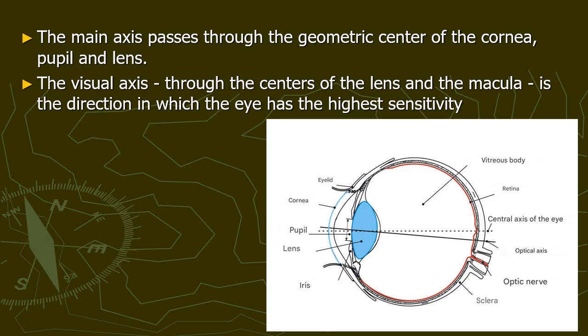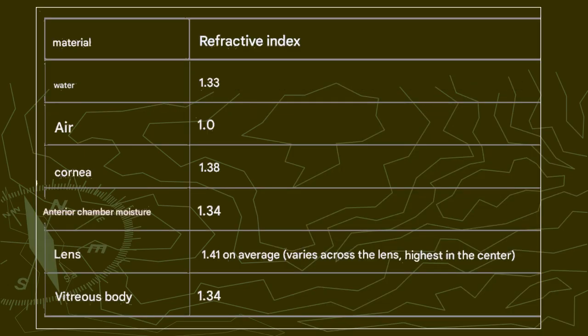This is what concerns the refractive media of the eye. Let's now look at the refractive indices of these media. For example, here we also show the refractive indices of water and air. In water we have a refractive index of 1.33, in air 1. The cornea is the first medium that refracts light in our eye. It's 1.38. The moisture of the anterior chamber has a refractive index of 1.34. The lens has a maximum refractive index, an average value of 1.41, and the vitreous body has a refractive index of 1.34.